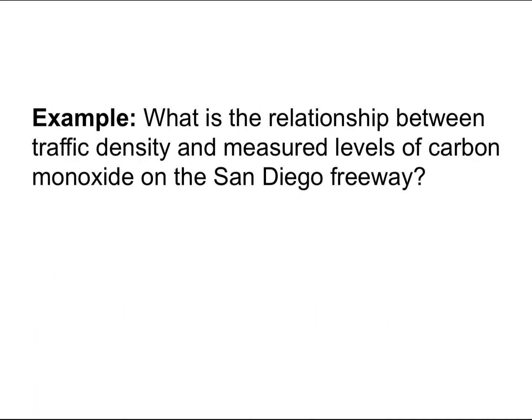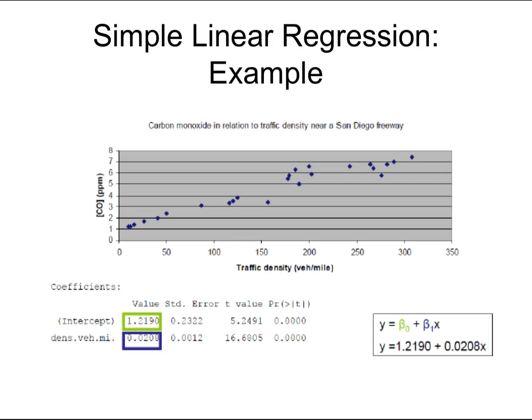So let's turn to an example. Our research question is, what is the relationship between traffic density and measured levels of carbon monoxide on the San Diego freeway? Let's say we run a simple linear regression model, and this is our output. How would you interpret the intercept and slope for traffic density shown in the output?